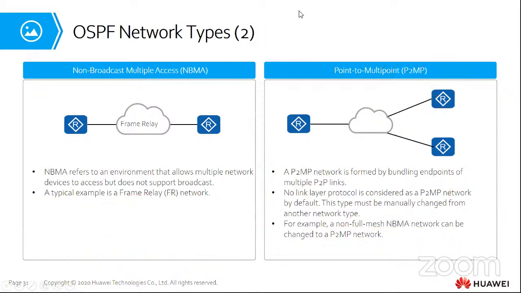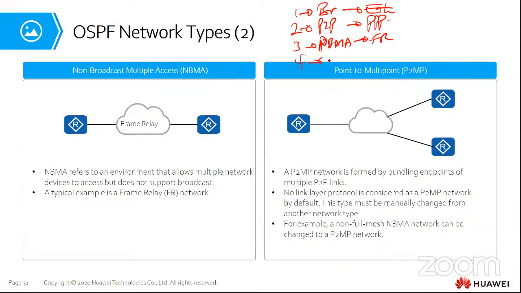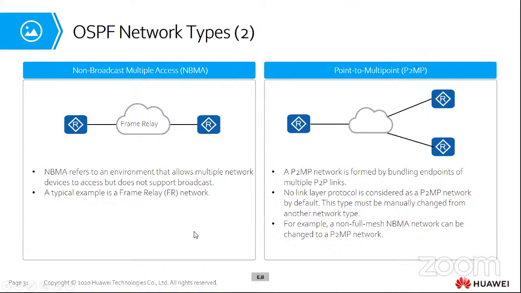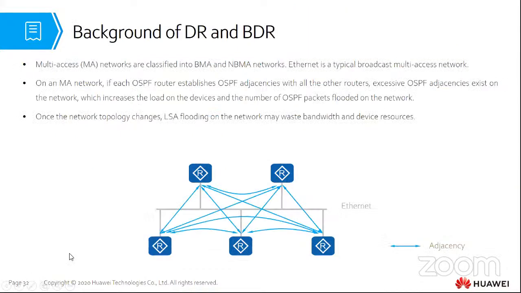Anyways, there are four network types. The first one is broadcast network, typical of Ethernet networks. The second one is point-to-point networks, typical of point-to-point protocol links. The third one is non-broadcast multiple access, typical of frame relay links. The fourth one is point to multi-point, typical of modification. Are we together? Good. Now let's talk about something interesting.